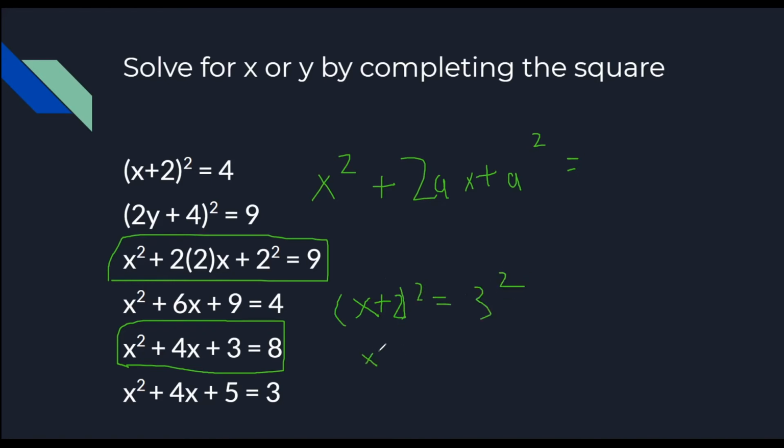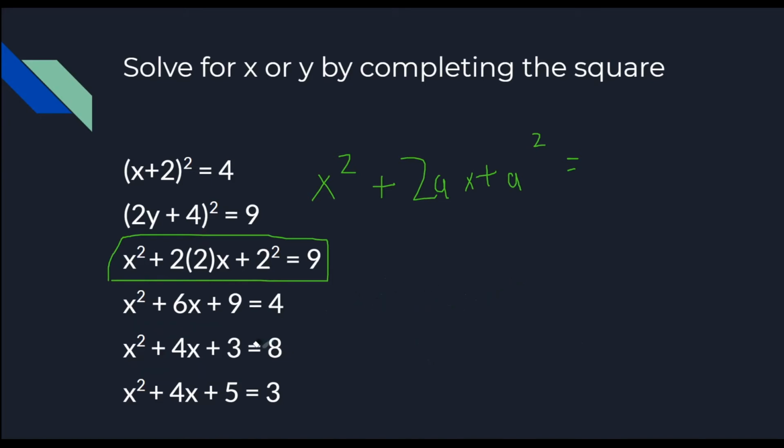And we have x plus 2 equals 3, or x plus 2 equals negative 3. And to solve this, we would just subtract 2 from both sides. X equals 1 or negative 5. Okay, so same solution as the previous question, or actually 2 questions above this problem, okay?